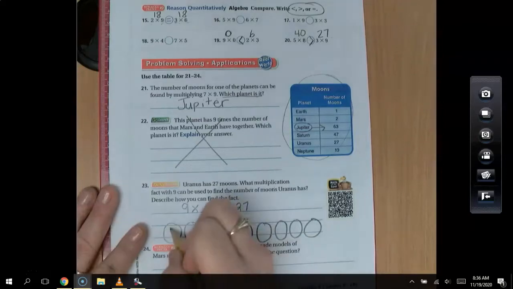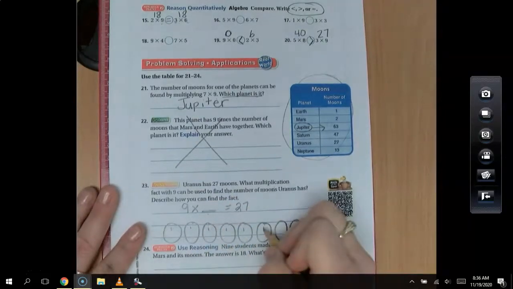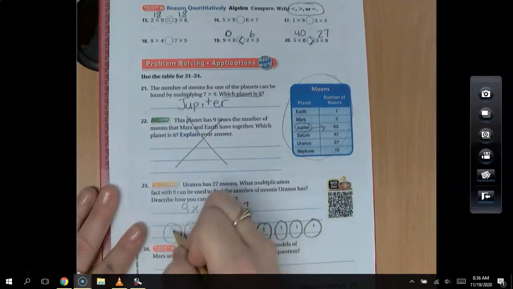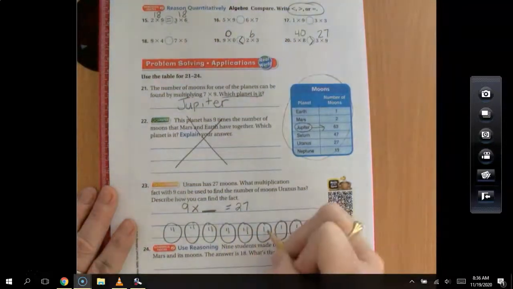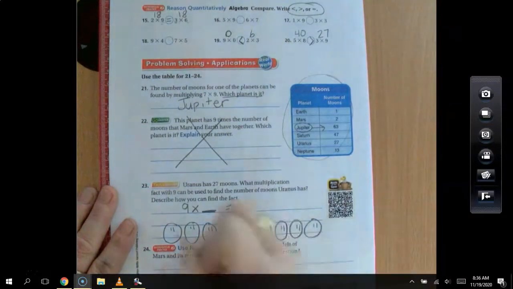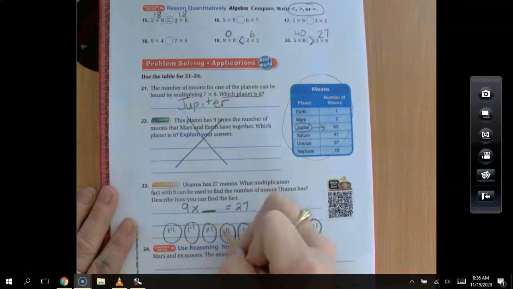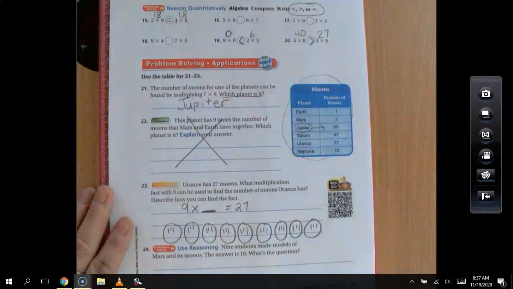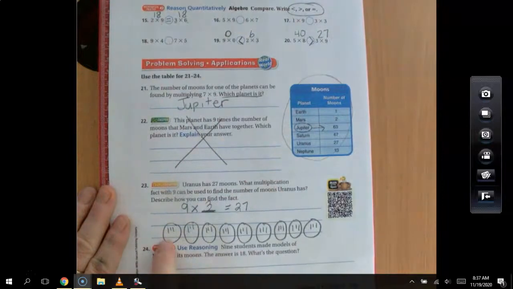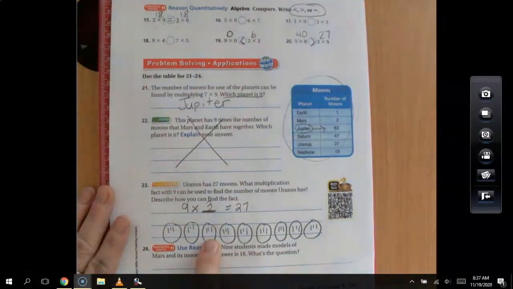So let's try that. 1, 2, 3, 4, 5, 6, 7, 8, 9, 10, 11, 12, 13, 14, 15, 16, 17, 18, 19, 20, 21, 22, 23, 24, 25, 26, 27. I got to 27. Now, how many counters are in each group? Well, 3. There's 3 counters in each group. That's one way to figure out the missing factor.